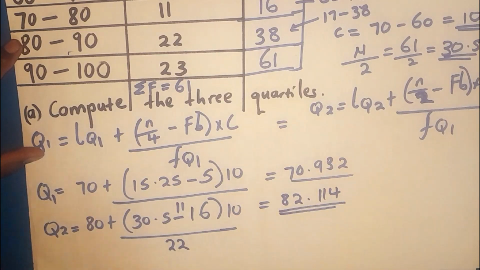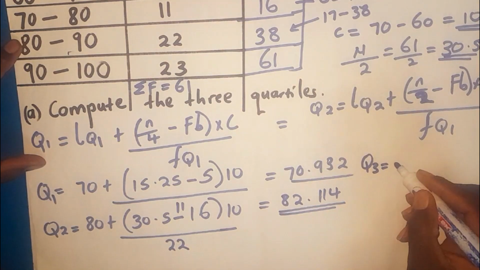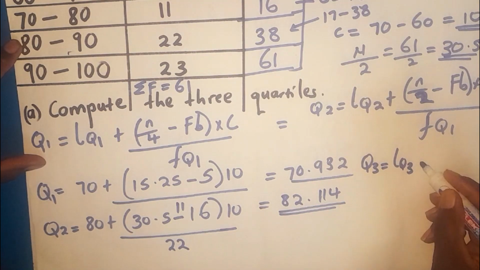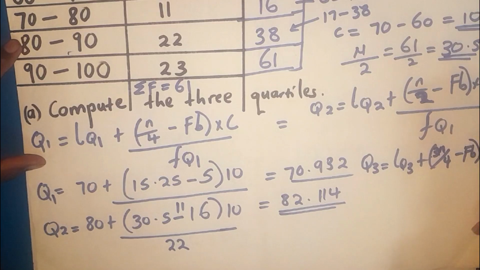82.114. And then the third quartile is equal to the lower boundary of the third quartile class plus 3n over 4 minus fb, multiplied by c, over fq3.